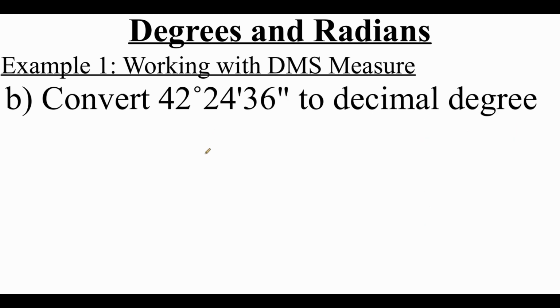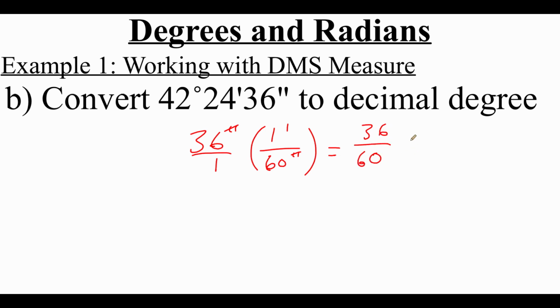Now we can also work the other direction. Here we're given something that's written in degrees, minutes, and seconds, and we want to convert that into a decimal degree. Now we're going to work backwards here, and I'm going to start with that 36 seconds that we had. Now we know that in 1 minute there are 60 seconds. So if I put this 36 over 1, my seconds label is going to cancel out. Now when I multiply this fraction across the top, I'm going to get 36, and across the bottom I'm going to get 60. When I take 36 divided by 60, I get 0.6 minutes.